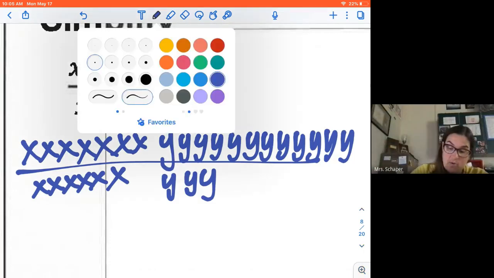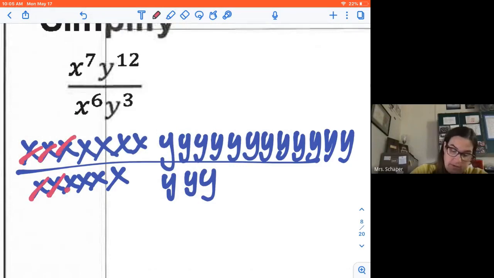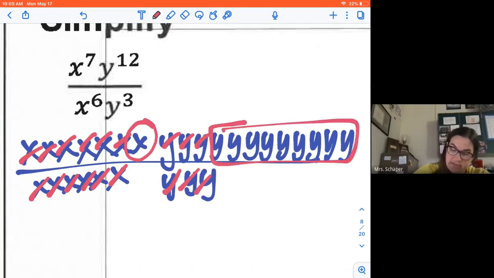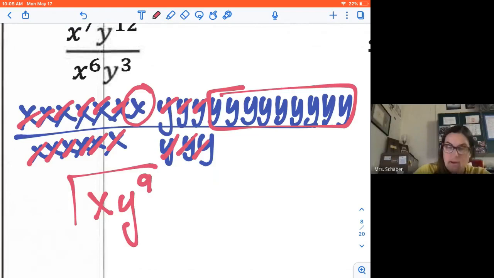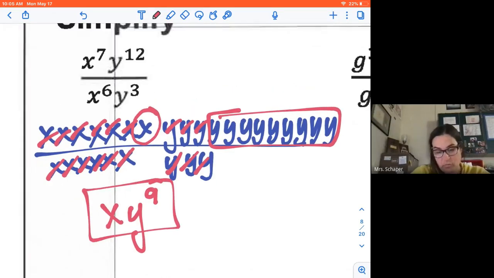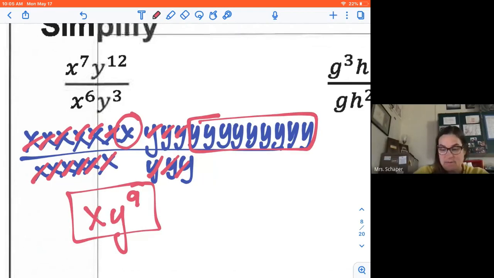So then I can go ahead and cancel it out. I cancel out what they have in common. I notice I have an x left. And then I cancel out my y's, and I look at what I have left. And when I look at this, I end up with x to the 1st times y to the 9th. And that's my answer. Okay. And as we go through this, you might start seeing some connections.